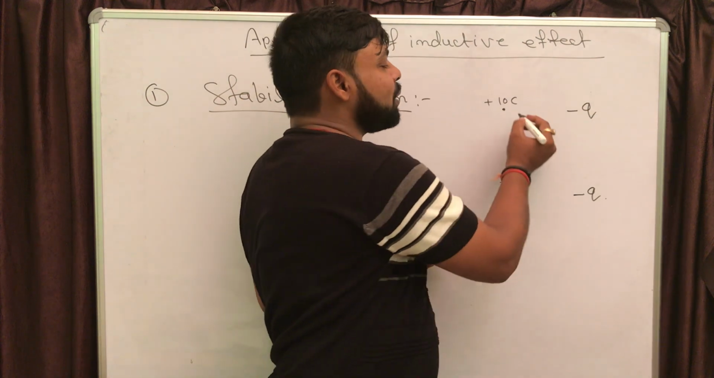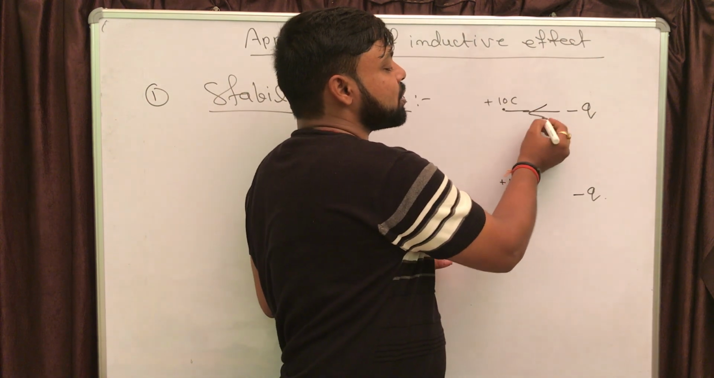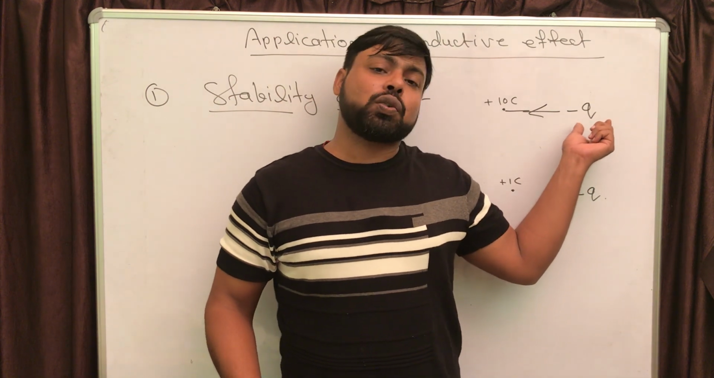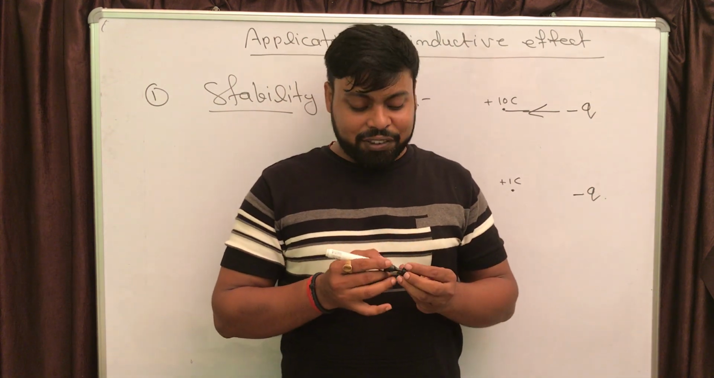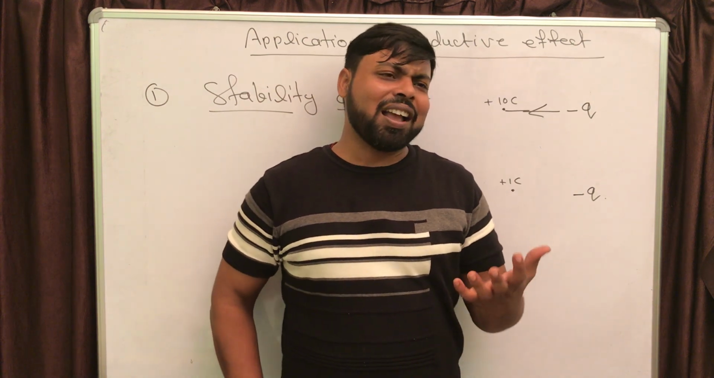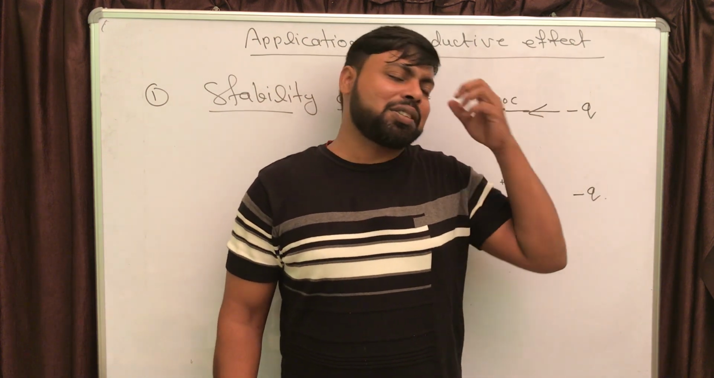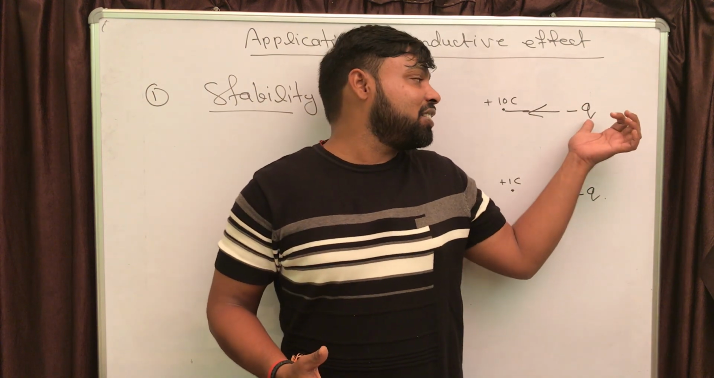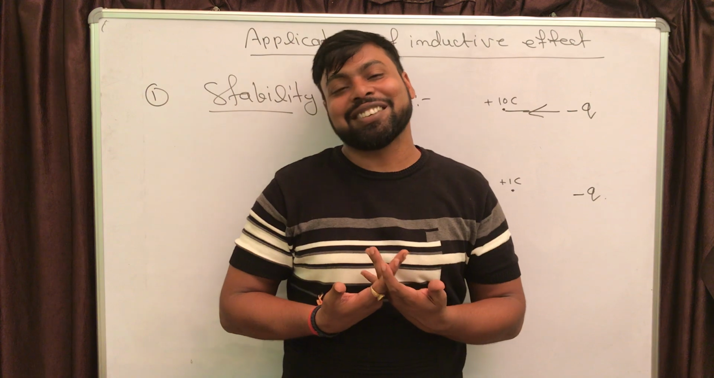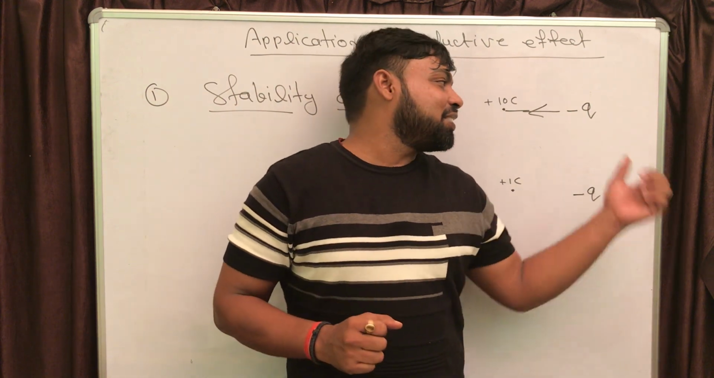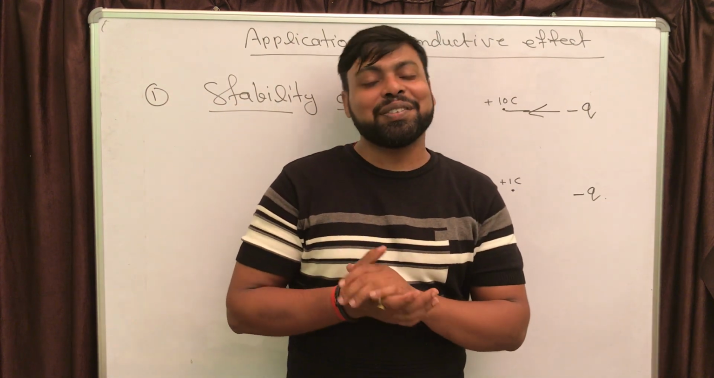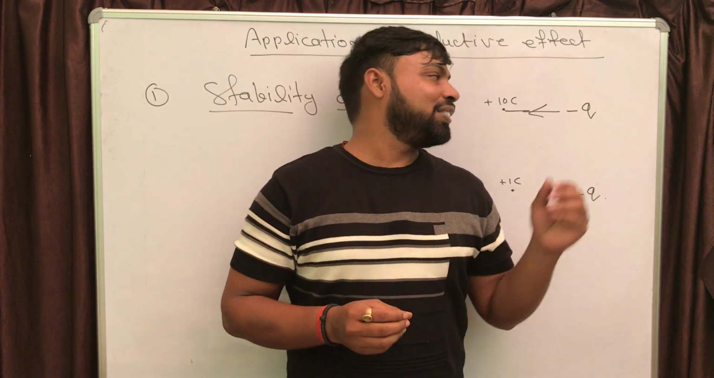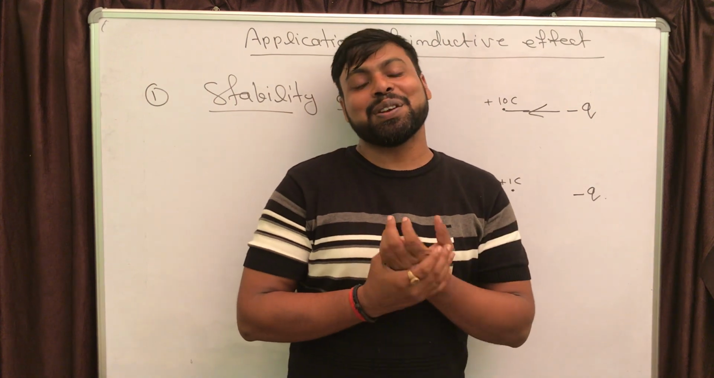So this 10 coulomb charge will apply more force on this minus q charge. And if this minus q charge is having more force towards the 10 coulomb charge, it will move faster, and finally what is going to happen, this minus charge is going to collide with 10 coulomb charge. Just imagine, if this minus q charge is going to collide with plus 10 q charge, the identity of this 10 coulomb charge will be lost.